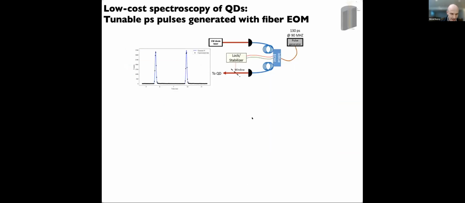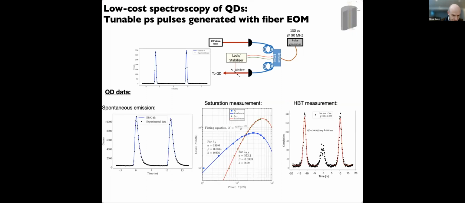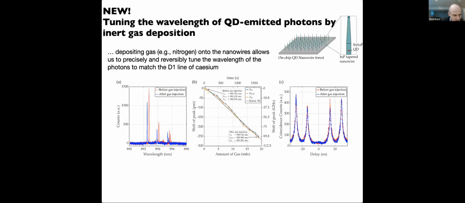And then to get a picosecond laser pulse source, we use a fast fiber-integrated electro-optic modulator that we stabilize, and this allows us to take any continuous wave diode laser, which is tunable, and create tunable pulses about 100 picoseconds long, which essentially replaces a Ti:sapphire laser, which costs about $100,000. So here is just some basic data for characterizing the quantum dot.